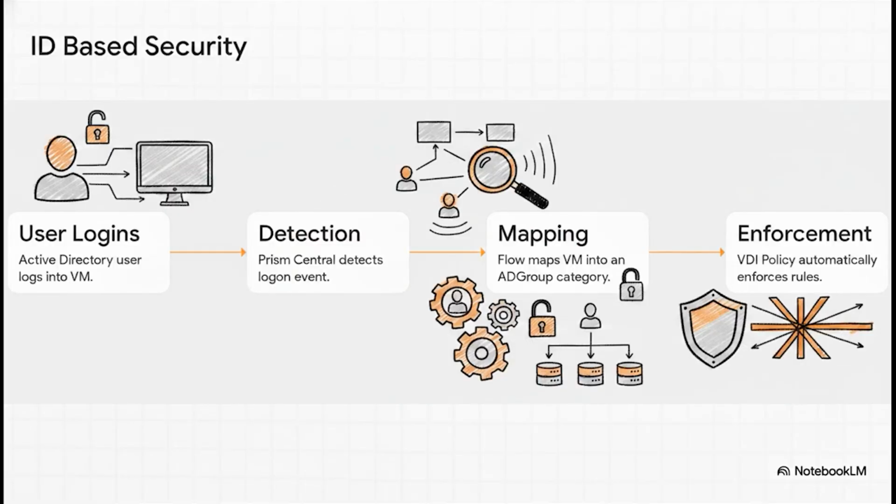Our fourth and final policy type is the VDI policy, which powers ID-based security. This is essentially an identity firewall. Let's trace the step-by-step logic here.